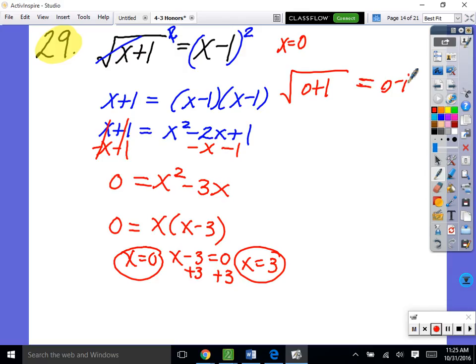Is that the original? Yes. So we have the square root of 1 equals negative 1. 1 equals negative 1. Is that true? No. So that is extraneous. It was a solution of the new quadratic, the new polynomial, but not the original. That's an extraneous solution.